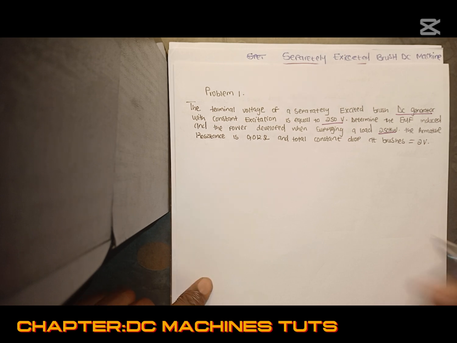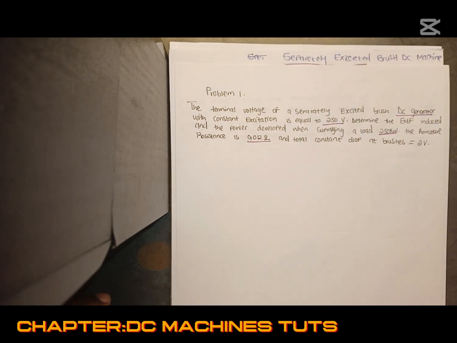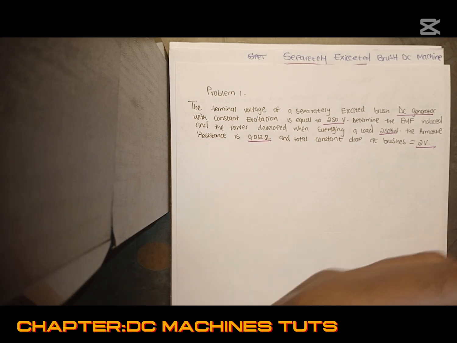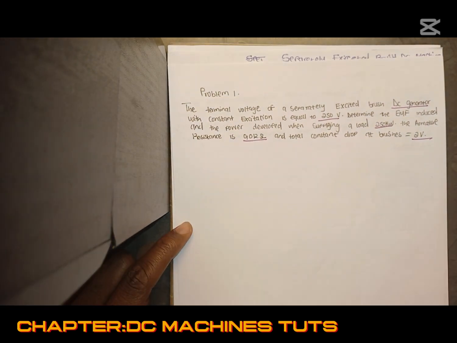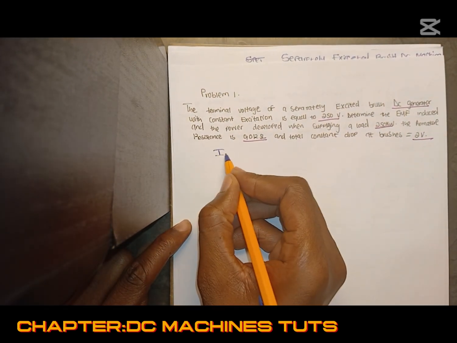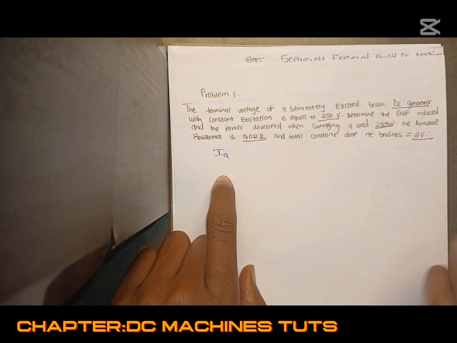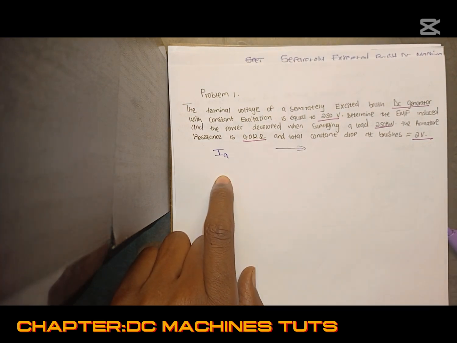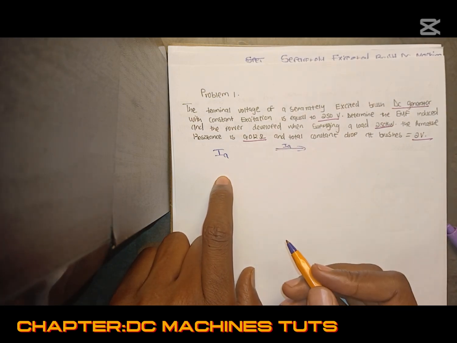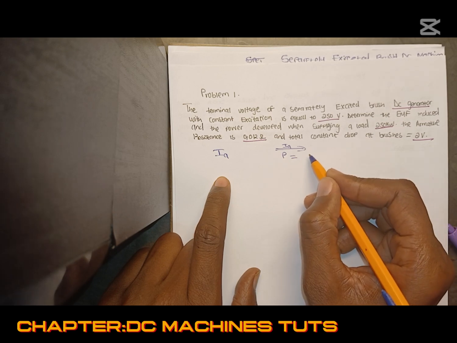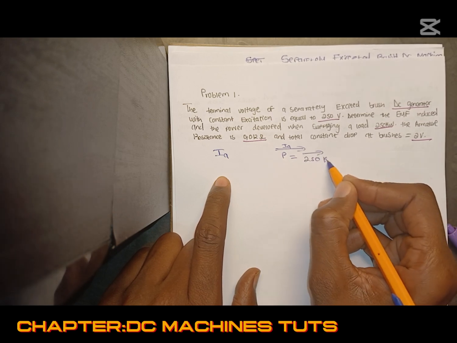The armature resistance is 0.012, and the total constant drop at the brushes is 2 volts. This is another voltage drop in the circuit that we must not forget when calculating the total EMF. We need to include that. Now, what is our armature current? The armature current of the generator goes to the load, so it acts as a load current. We have the power in the load, which is 250 kilowatts.